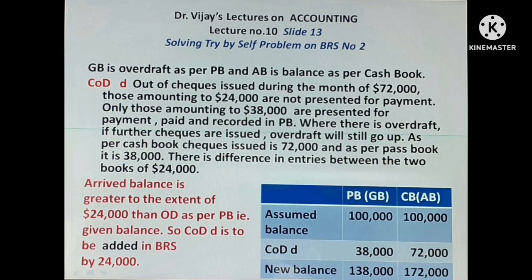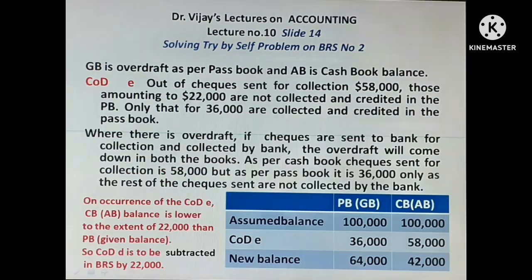Assumed balance is 100,000 in both the books. COD-D in passbook, that is given balance, is $48,000, whereas in cash book, what is recorded is $72,000. As a result, the new balance in passbook, that is given balance, would be $148,000, whereas in cash book, that is the balance to be arrived at, AB, it is $172,000. So, in the arrived balance, it is greater, so the item is to be added, 24,000 is to be added.